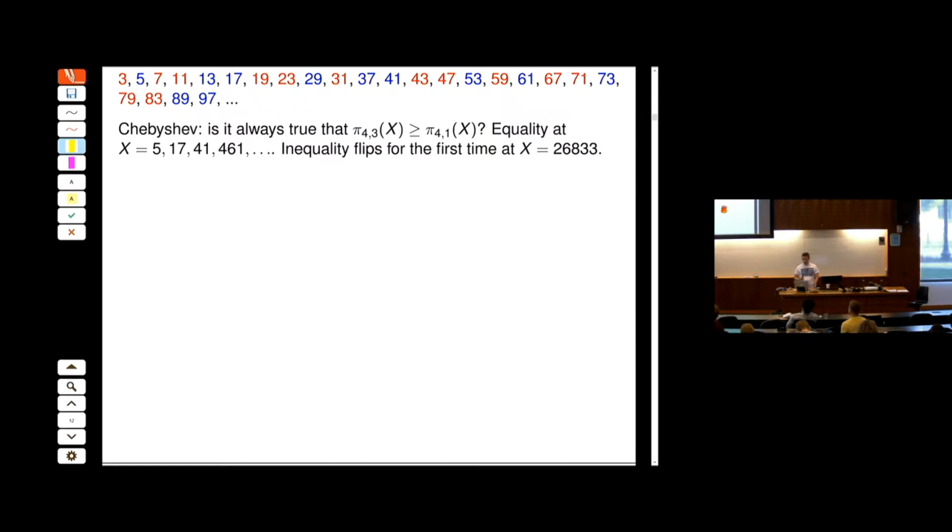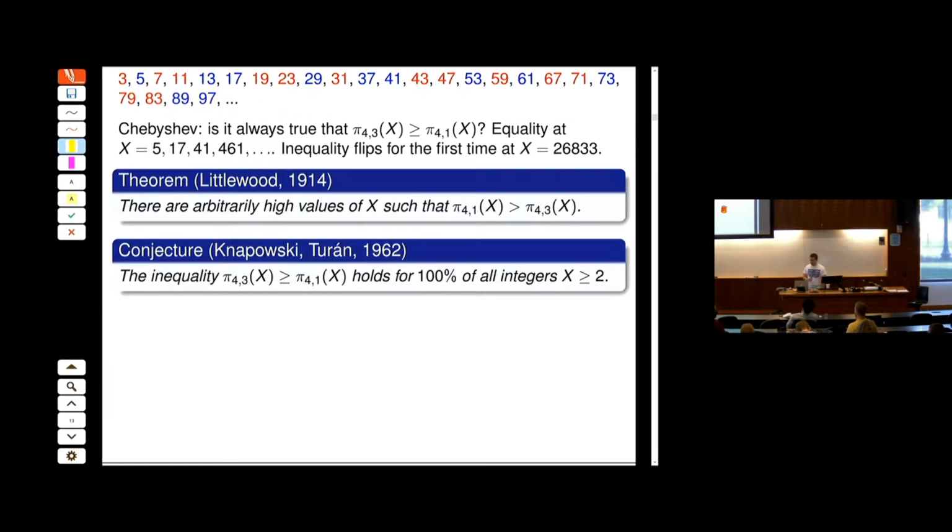So it does flip. And in fact, Littlewood showed that there are infinitely many values of x where there is a flipping, where the 1 mod 4s are a little bit ahead. But yet, there are just very few. It seems like they get ahead and then they start losing again right away. And Knapowski and Turan actually conjectured that 100% of all integers are such. So asymptotically, everywhere, the 3 mod 4s are winning.